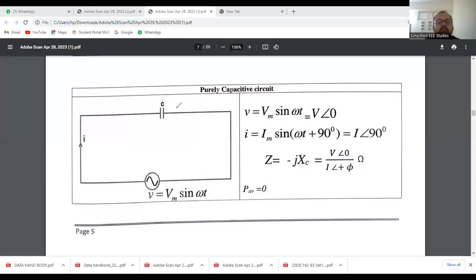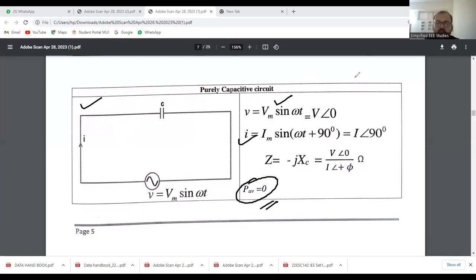Our requirement is to draw one circuit diagram. You may get 1 mark. The circuit diagram is directly available here. The voltage is taken as reference: V is equal to Vm sin omega t. When it comes to current, I is equal to Im sin(omega t plus 90 degrees). This relation we have to prove first, and for that purpose we have to draw the phasor diagram. Finally, we have to prove that P average is equal to 0 watts.